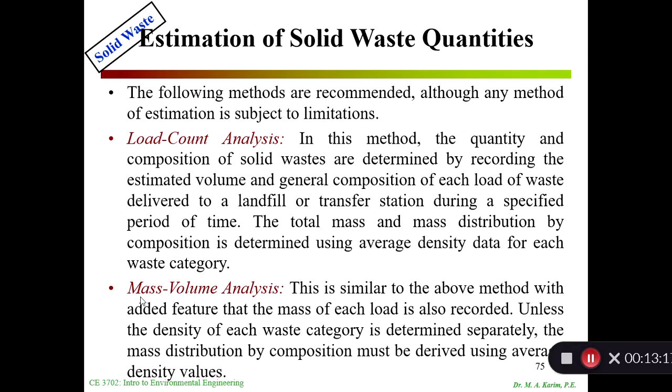And the second option that we can use is mass volume analysis. This is similar to the above method, with the added feature that the mass of each load is also recorded. Unless the density of each waste category is determined separately, the mass distribution by composition must be derived using average density values. We use a table. You remember the table that we have? We may be able to use it from there.